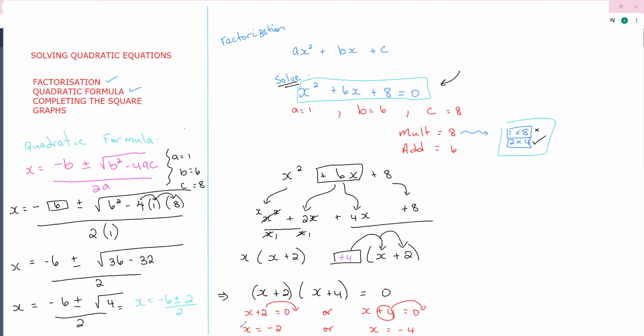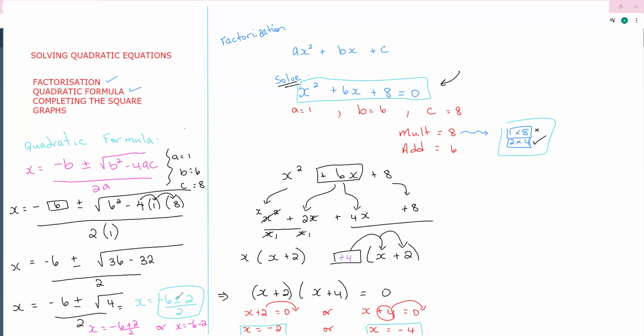Now, remember, quadratic gives you 2 solutions. So it means that we have to work this separately. Right? So it's either x is equal to negative 6 plus 2 divided by 2, or x is equal to negative 6 minus 2, right? So this is where we have the plus or the minus.